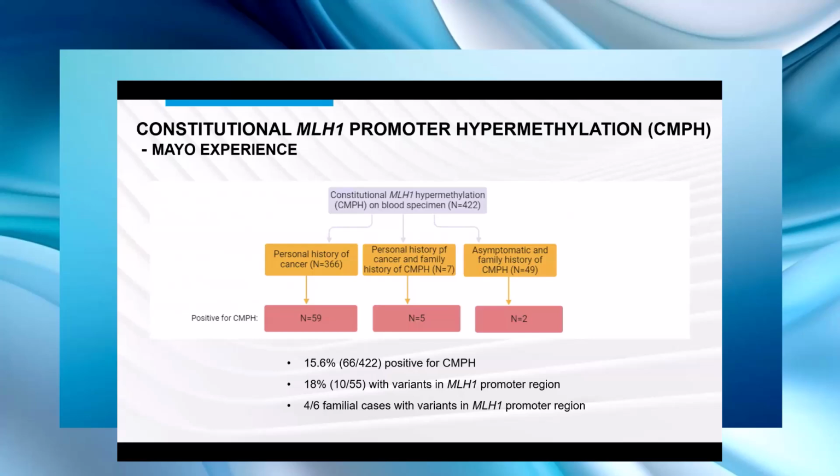Among those, we performed a further research study, sequencing the MLH1 promoter regions. We identified that about 18% of those individuals positive for CMPH actually had rare variants in the promoter regions, and this prevalence is much higher in the familial cases. This provides strong support that there is a primary genetic etiology behind the MLH1 promoter hypomethylation.